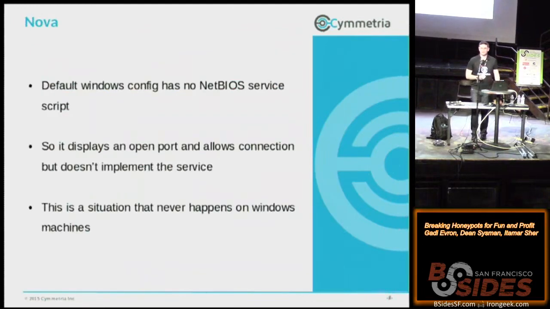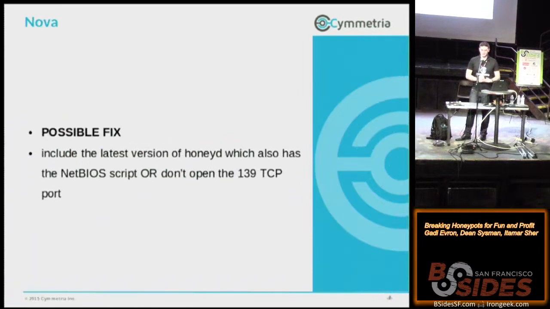One of the problems is that if we take a Windows machine and create it in Nova, then we can see that if we try to connect to it through the NetBIOS service, it displays as an open port and allows a connection, but it doesn't do anything besides that. As soon as the connection is established, you don't get any answers on any queries. This is a situation that never happens on a Windows machine. It's either firewalled off or it's answering on NetBIOS. These are the only two states Windows machines could be in. So this, by definition, means this is a honeypot. And the possible fix for that would be to get the latest version of HoneyD, which they didn't.